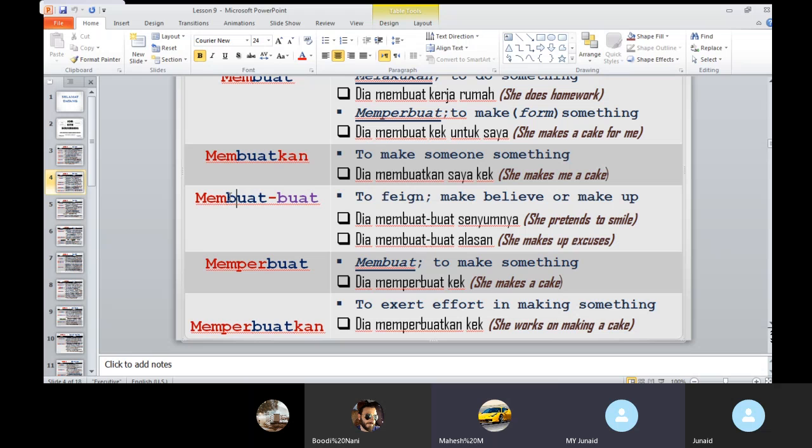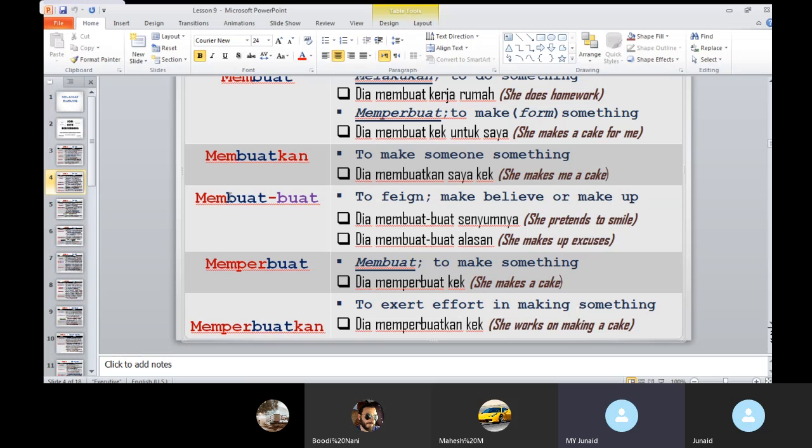Like when we say, "Oh, jangan buat-buat tidur. Jangan buat-buat tidur." Don't pretend that you are sleeping. Something like that. He's trying to make up. Yes, don't fake it, don't pretend. It's a very common word in spoken Malay.